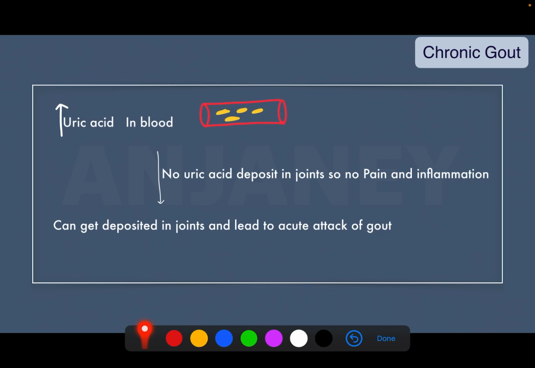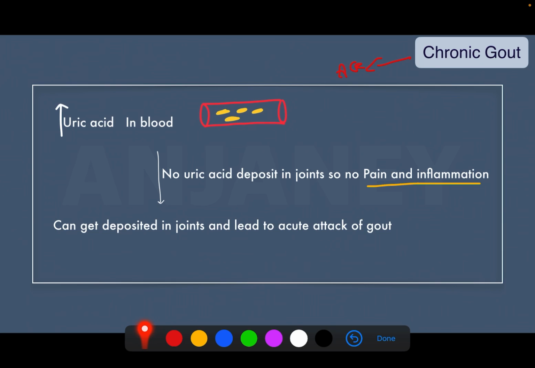What is chronic gout? Chronic gout is simple, just one thing: increased uric acid in blood, that's it. If your blood is having more uric acid, it is chronic gout. This uric acid is not deposited in joints or bone anywhere, it is just inside your blood, so there is no pain and inflammation in this chronic gout condition. But what can happen is this uric acid, if it increases more, it can be deposited in the joint, which can worsen the attack. So chronic gout has a potential to cause what? Acute gout.